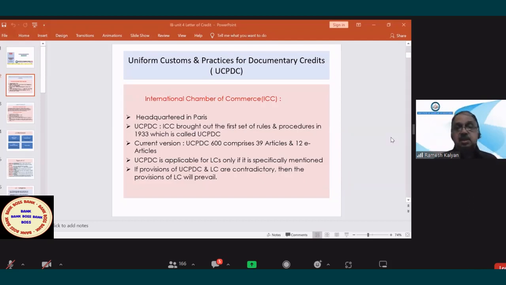So in this letter of credit, the question can be on UCPDC, as you know, it is for facilitating more and more global trade. There should be a common body that gives guidelines, and all the banks in the whole world are expected to follow this UCPDC. That is why it is known as Uniform Customs and Practice for Documentary Credits.